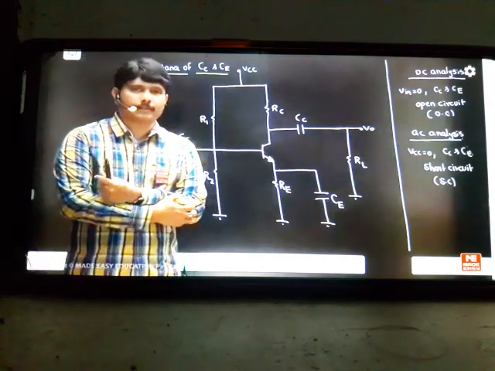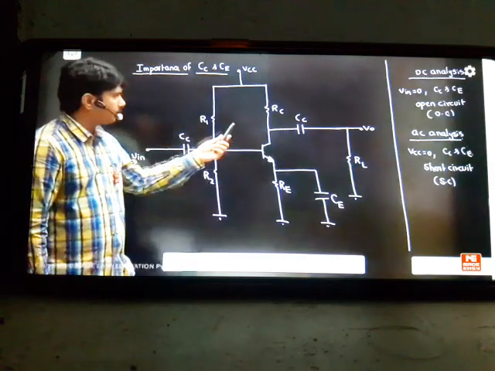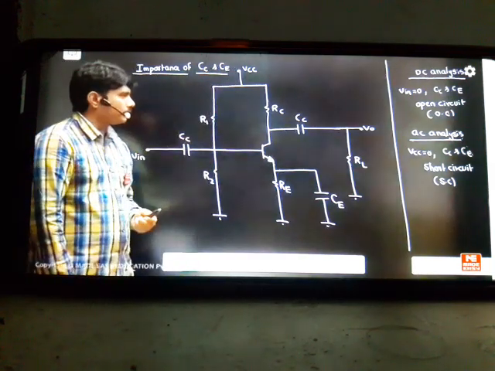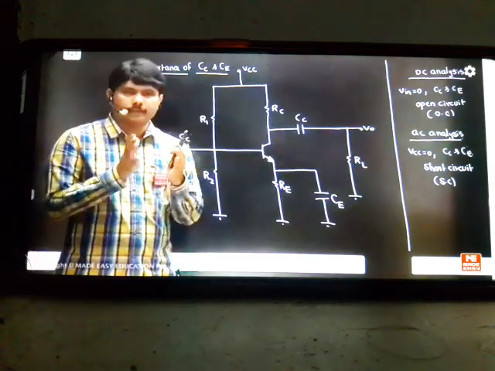Okay, they will be open circuit. If you are going for AC analysis, your DC should be ground. The supply has to become ground. These capacitors should be short circuit, we have to take. This is common sense if you apply. First we start with the DC part.